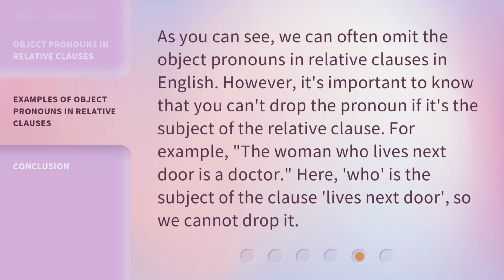As you can see, we can often omit the object pronouns in relative clauses in English. However, it's important to know that you can't drop the pronoun if it's the subject of the relative clause. For example, the woman who lives next door is a doctor. Here, who is the subject of the clause, lives next door, so we cannot drop it.